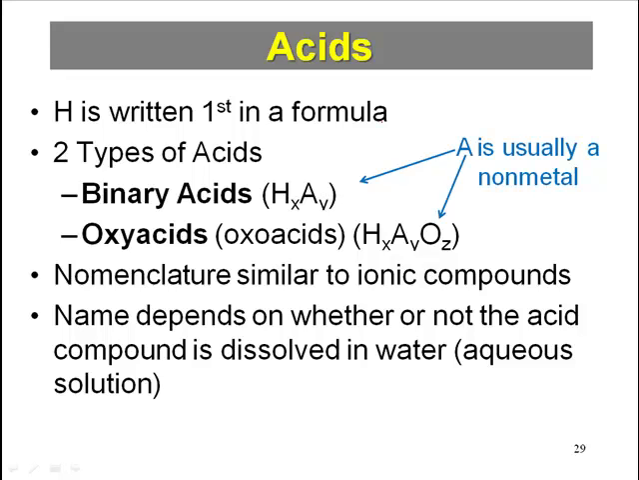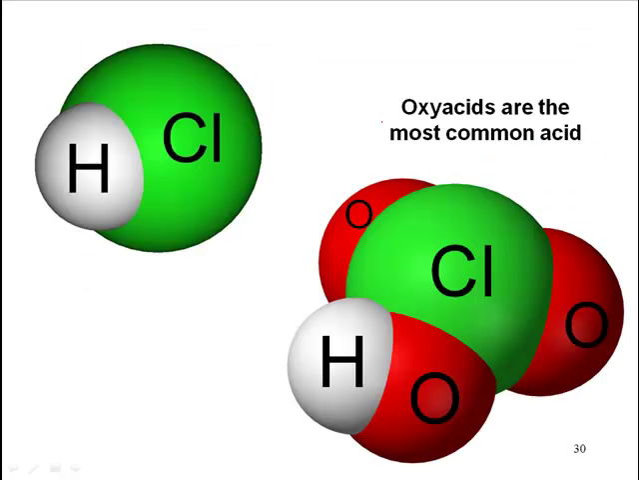Now, the name depends on whether or not the acid compound is dissolved in water. It must be dissolved in water. If something's dissolved in water, it is said to be in an aqueous solution. Oxyacids are the most common acids. This is a binary acid, and then this is an oxyacid here. Those are the most common acids we deal with in day-to-day life.